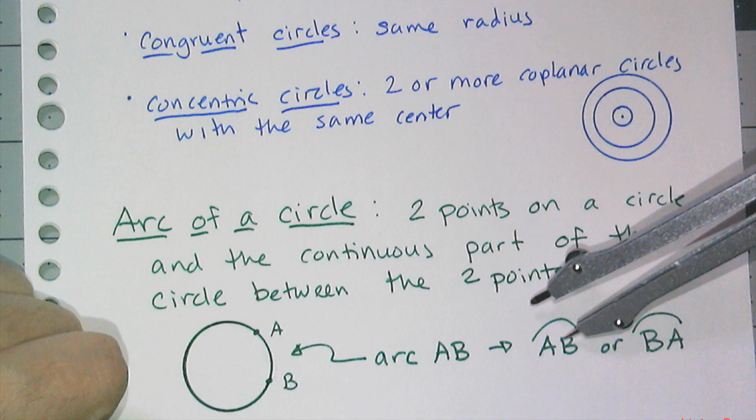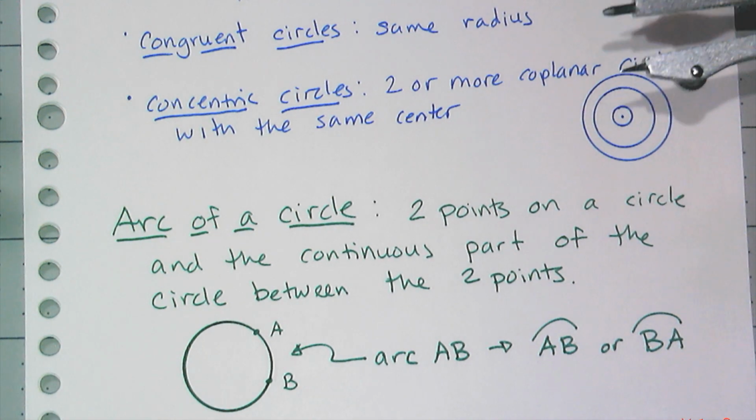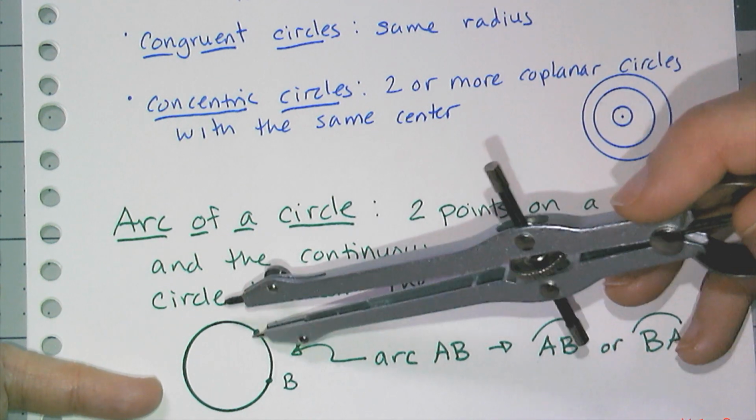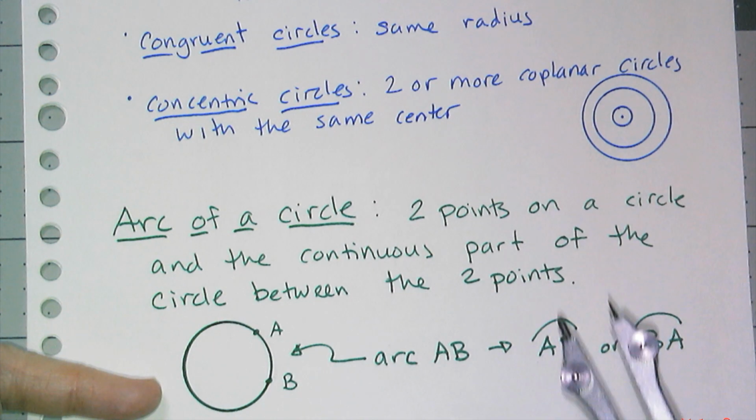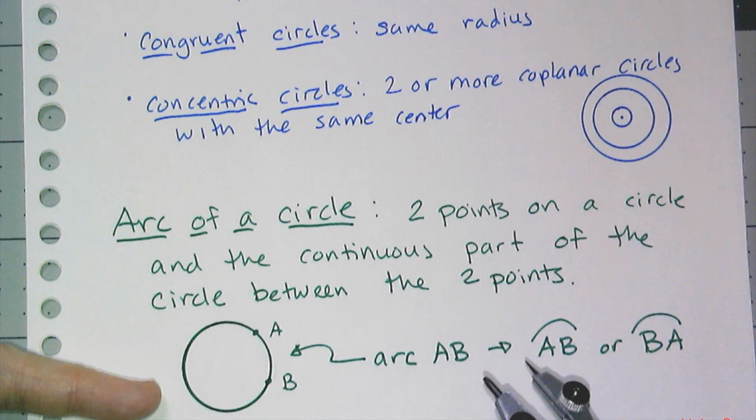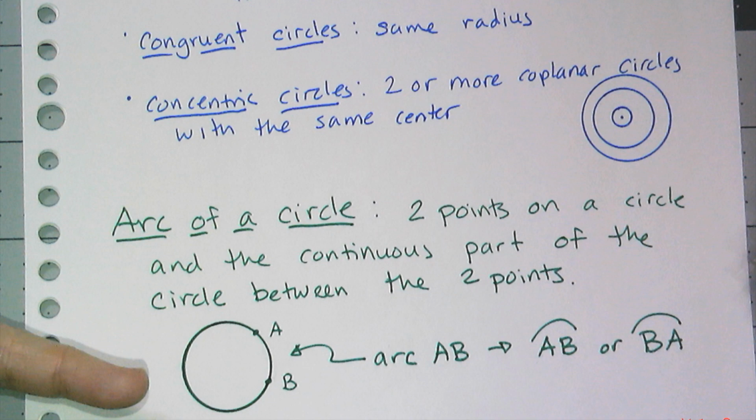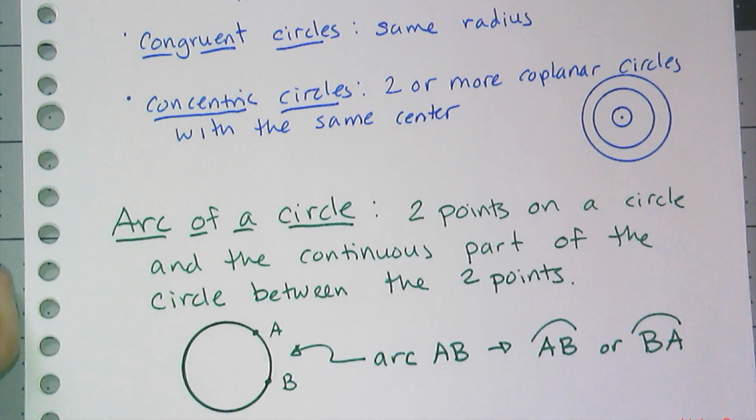And of course, we have an abbreviation for arc. We use, in this case, these two letters A and B, and instead of drawing like a little line segment across it, we draw a little arc above A and B. And of course, we can switch A and B, or we can name it BA.